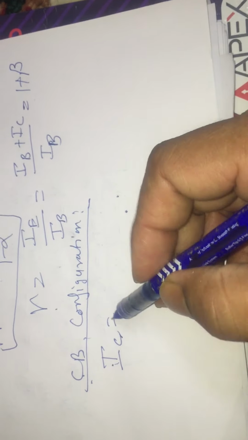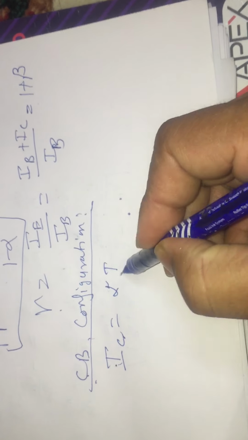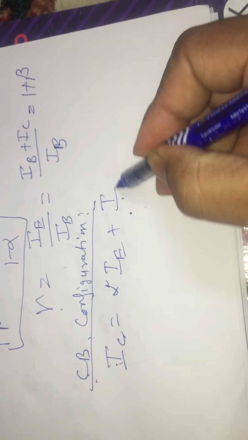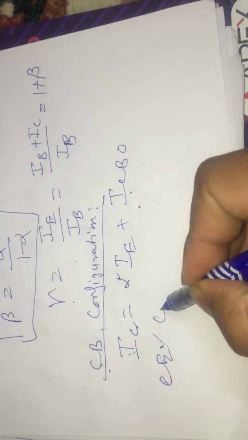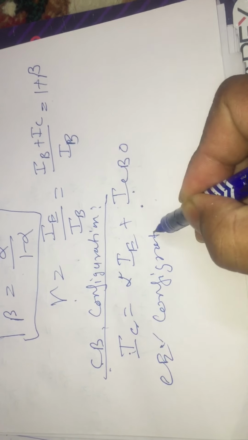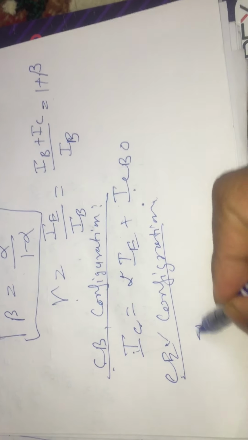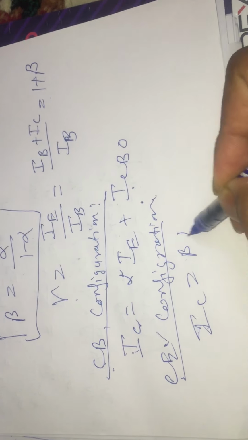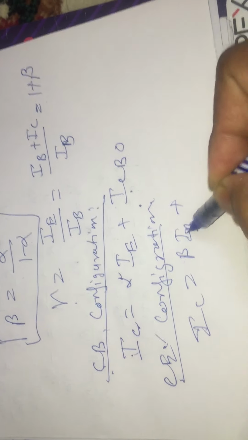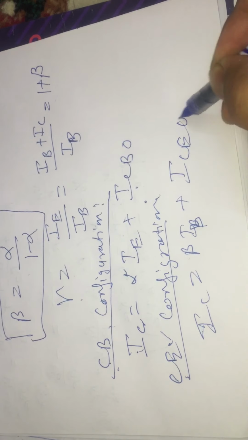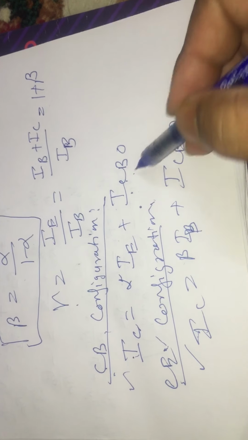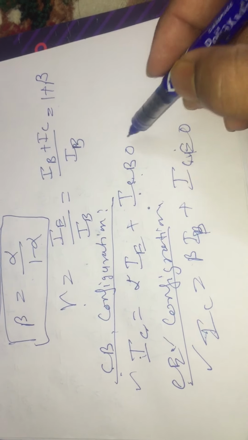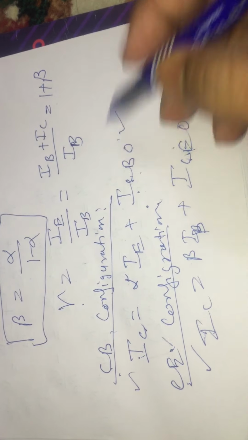So in common base, current IC is equal to alpha IE plus leakage current ICBO, and in common emitter configuration, the output current is the majority current, that is beta IB, plus the minority or leakage current, that is ICEO. The current is the same. The values of alpha and beta can be converted, and this leakage current we can also convert. So now we have to see what the relation among these leakage currents is.